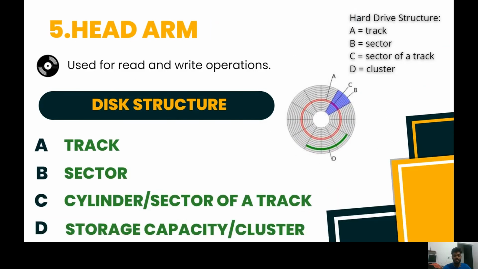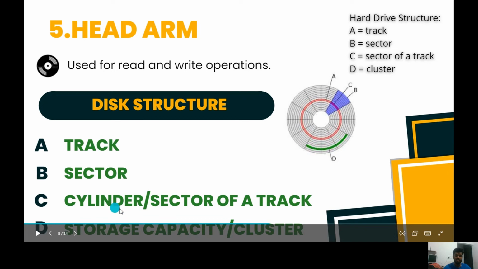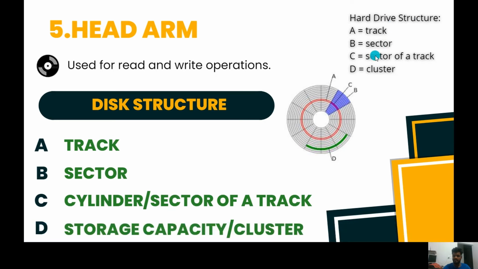And the last one is the head arm, which is used for the read and write operation. In the disk drive, the first one is the track, then the sector, then the cylinder, then storage or a cluster, as we saw in the previous slide.